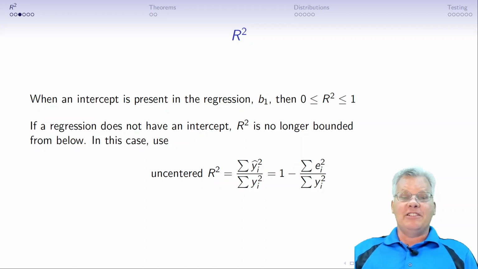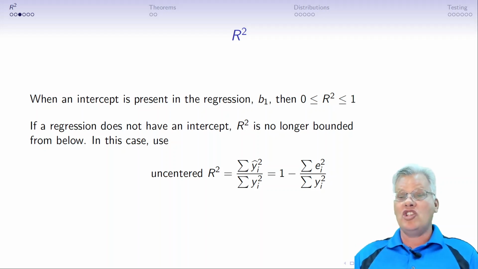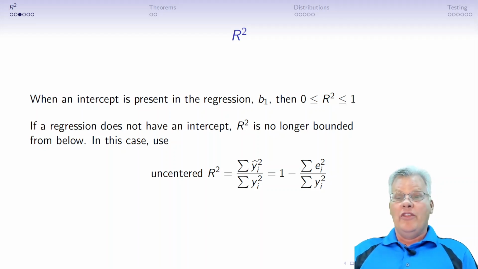When an intercept is present in the regression equation, in other words, there's a beta 1 in the true unknown population parameters, and then we fit an OLS estimate b sub 1, then it's easy to show that r squared is bounded by 0 and 1. It cannot be less than 0, it cannot be greater than 1. If the regression, however, does not have an intercept, then you can show that r squared is no longer bounded.